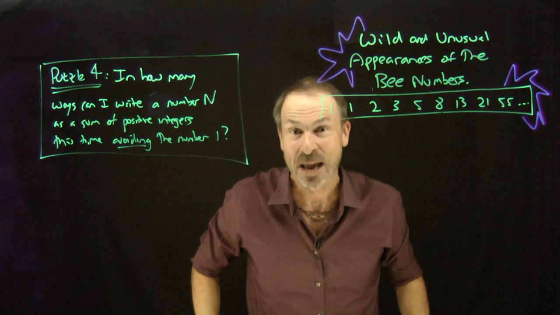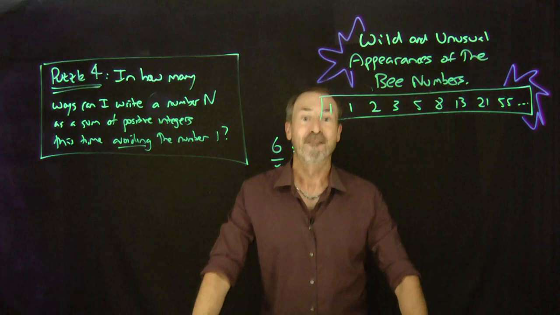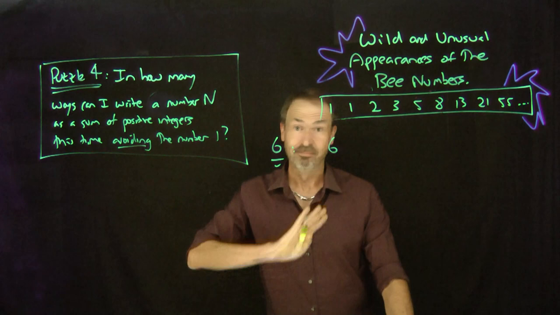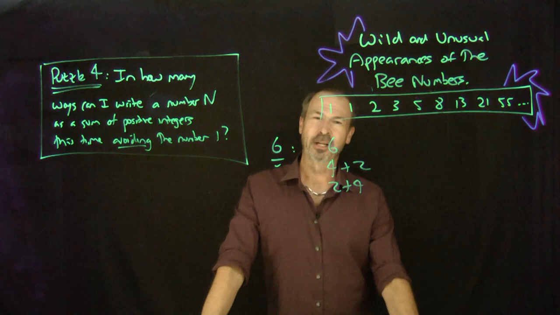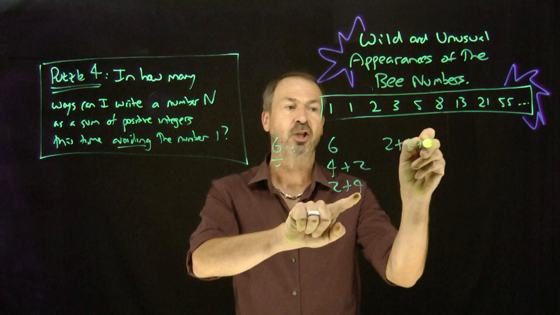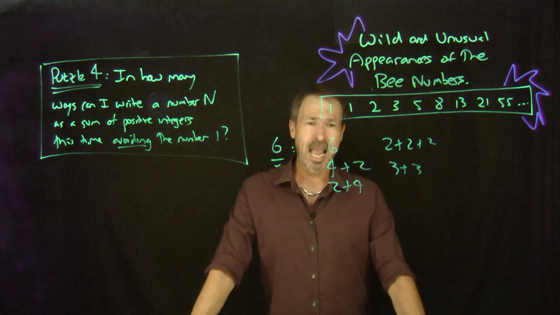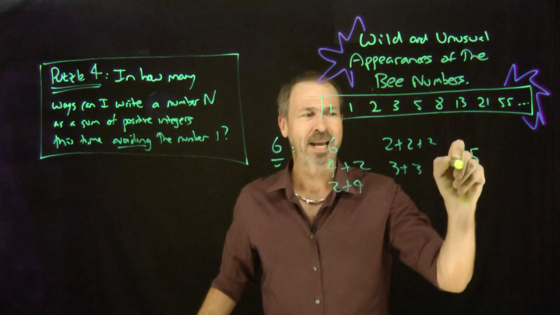So example, let's take a number like six. How many ways can I write six as a sum of positive integers avoiding the number one? Well, one way is just leave it as six. I can't do five plus one, no ones, but I could do four plus two or the other way around, two plus four. What else can I do? I can't split the two anymore. I can't do three and one, but I could do two and two and two, or I could do three and three. That's another way to break six into a sum. And if you think about it, if I'm avoiding ones, that's it. I can't do anything more. Looks like there's five ways to write six as a sum of positive integers, avoiding the number one.